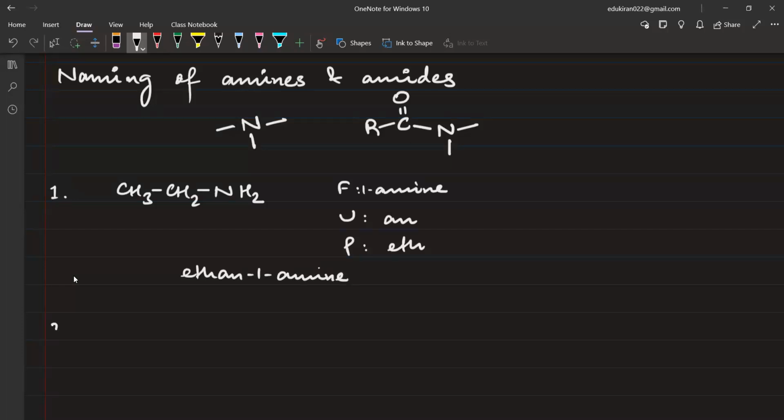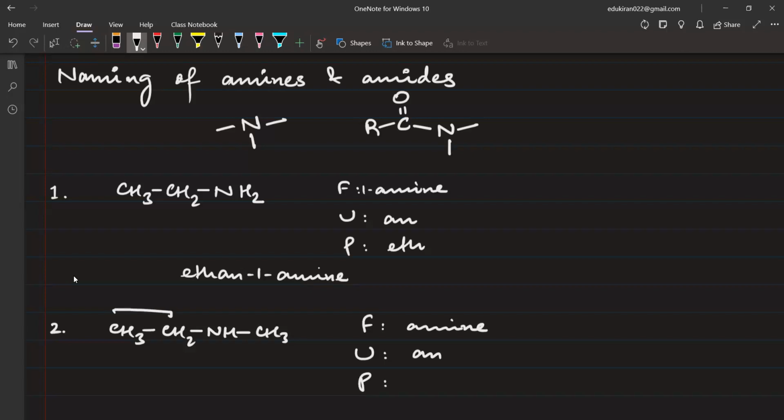Okay, but let us suppose you have something like this: CH3, CH2, NH, and CH3. So here the functional group is still amine. Unsaturation is AN. And then the parent carbon chain, the longest carbon chain, is here because you don't have any functional group or unsaturation. The functional group amine is attached to both the carbon atoms, right? So we have to look at which is the longest carbon chain. So obviously eth is going to be the longest carbon chain, and we will write parent is eth. Now what is the substituent?